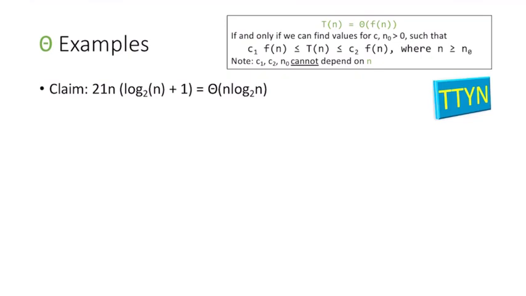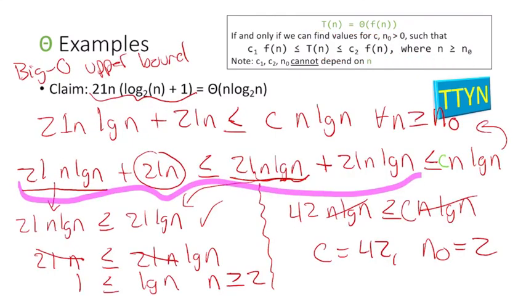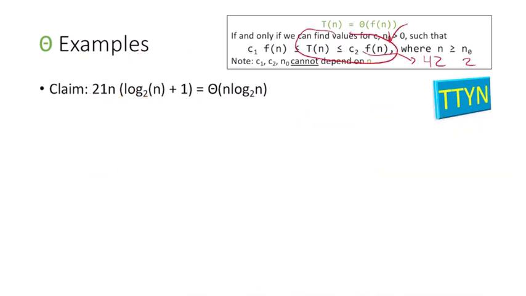Alright, so we've done this part. We had a value for n naught of 2 and a value for c2 of 42, I believe. 42. Alright, so now we need to do the lower bound part. So this is going to be our omega proof part.